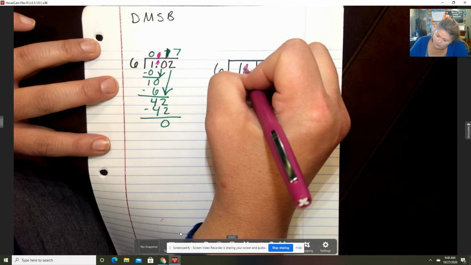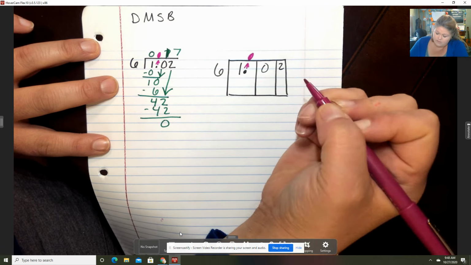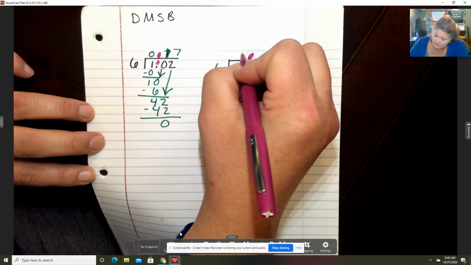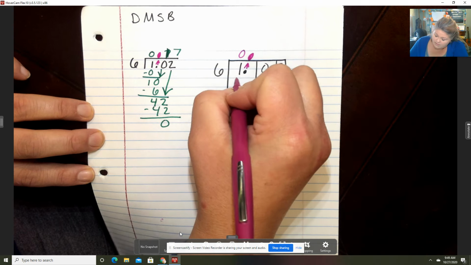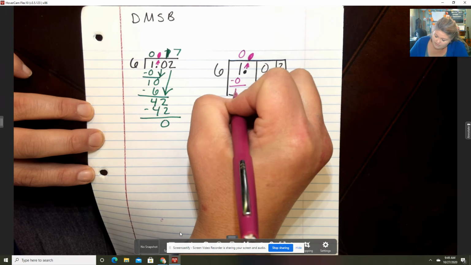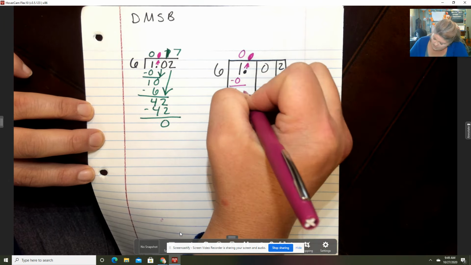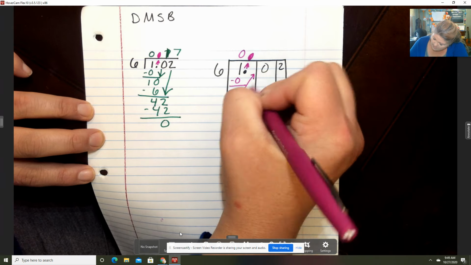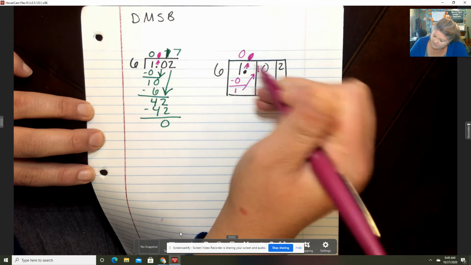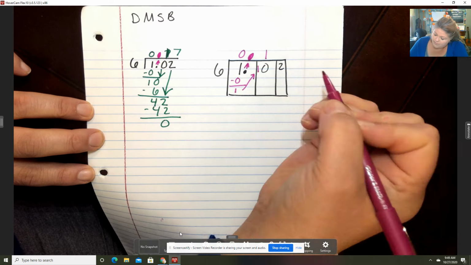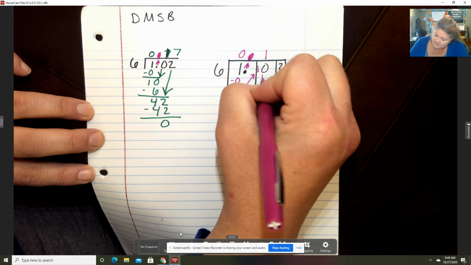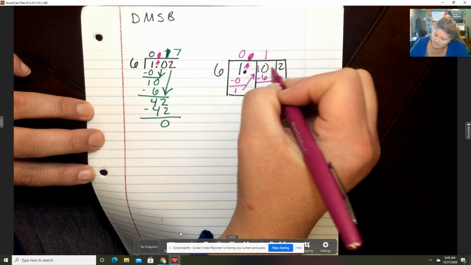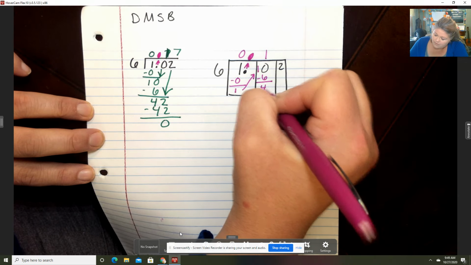Okay, my first rule is to bring up that decimal. 6 will not go into 1. 6 times 0 is 0. And now I subtract. I bring up my 1. It goes here. 6 goes into 10 1 time. 1 times 6 is 6. I subtract. 10 minus 6 is 4.